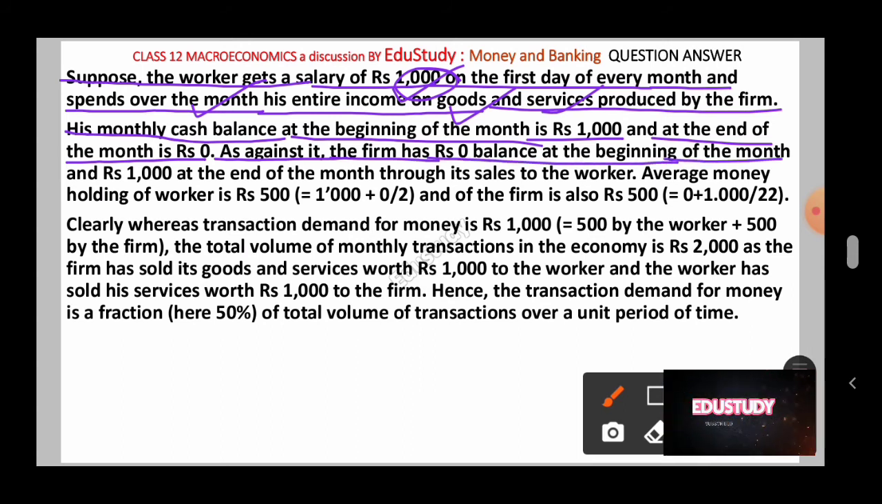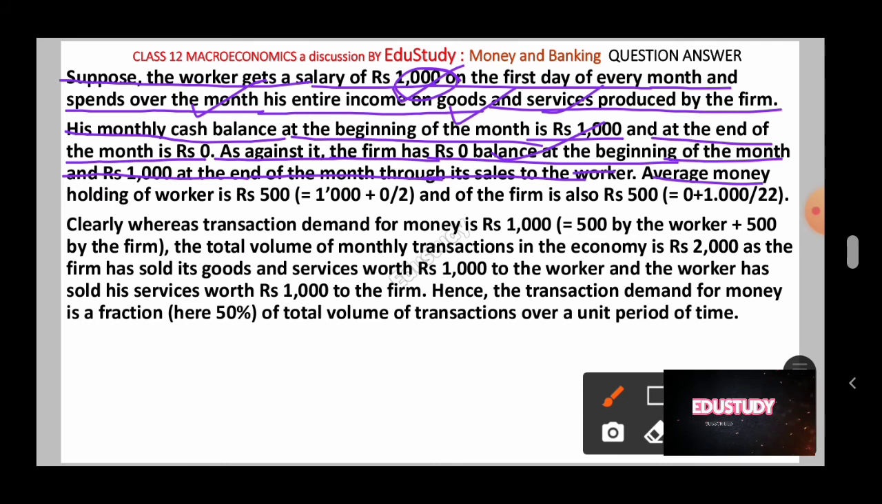In the economy, only two persons are there, one is the firm and the other is the worker. Whatever the firm earns over the month will be given to the worker as his salary at the beginning of the next month. So the firm will have a 0 balance at the beginning, and rupees 1000 at the end of the month when it sells to the worker.